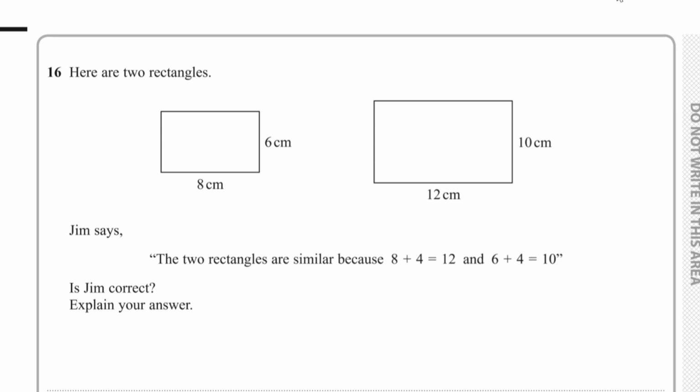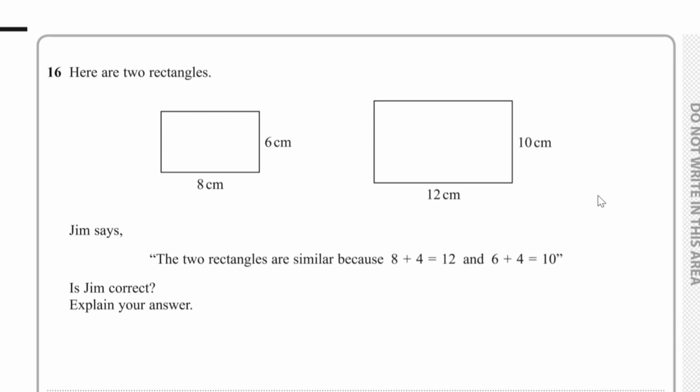Question number 16. Here are 2 rectangles. We've got this rectangle with dimensions 8 centimeters, 6 centimeters. And here we've got 12 centimeters and 10 centimeters. Jim says the 2 rectangles are similar because 8 plus 4 is equal to 12 and 6 plus 4 is equal to 10. Is Jim correct?